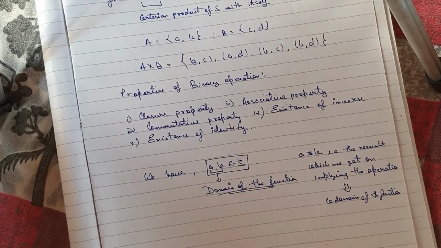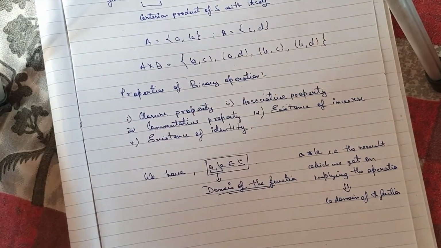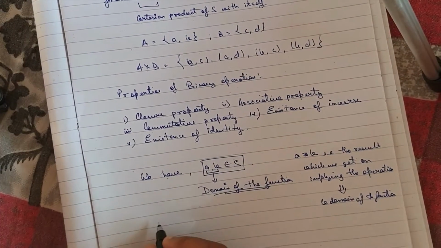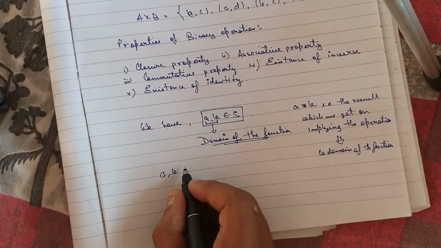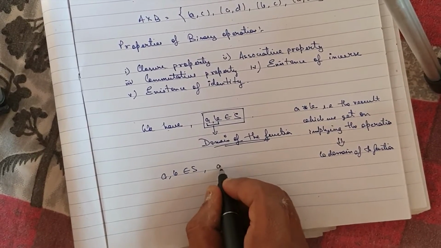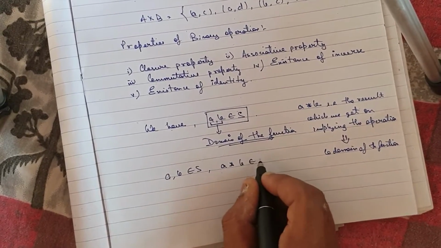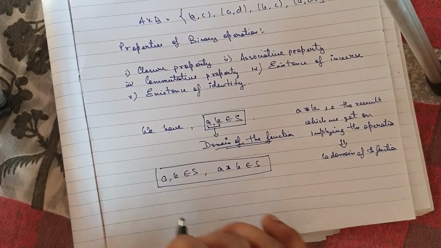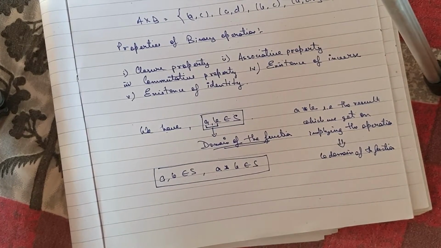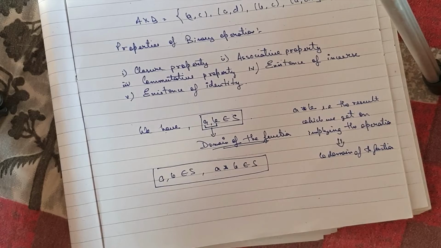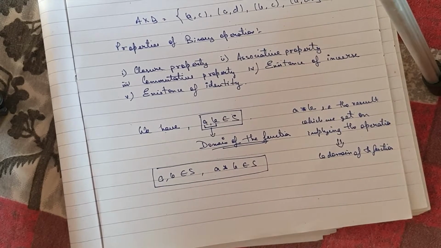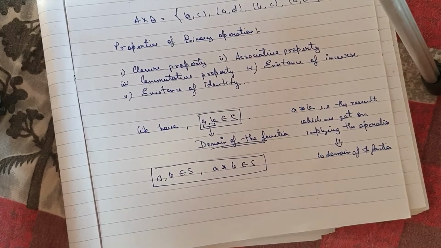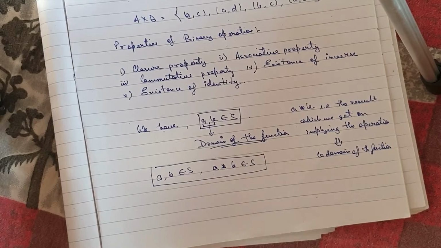Now what is the closure property? We can get the details or the information of the closure property from discussing the definition itself. See, A and B, they both belong to S, right? And the binary composition of A star B must also belong to S. This particular property is known as the closure property. That means the elements on which the binary composition is being implied, the result also belongs to the same set. The result also belongs to the same set as the elements belong to.